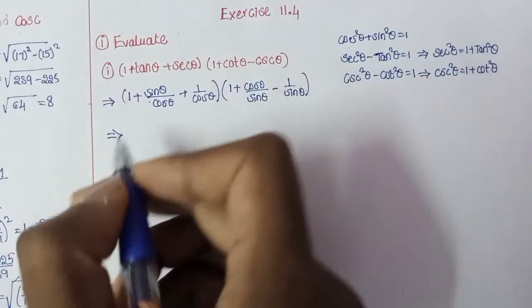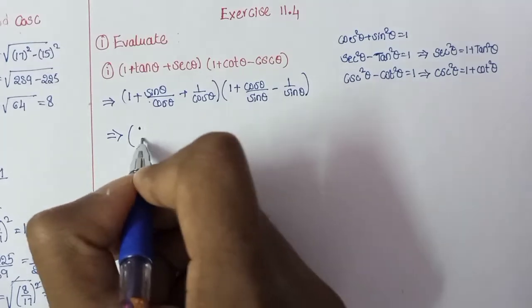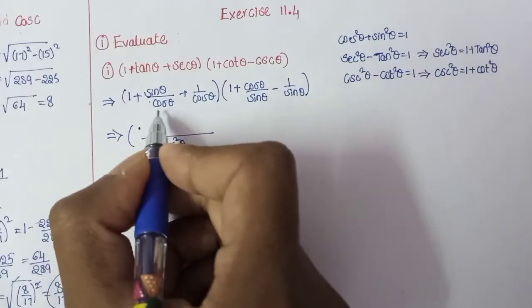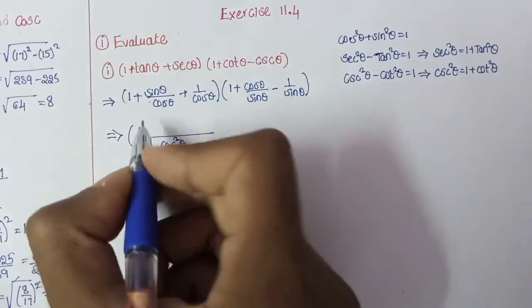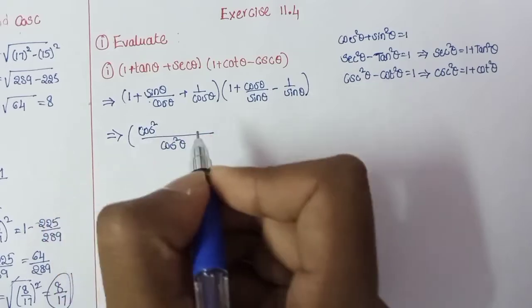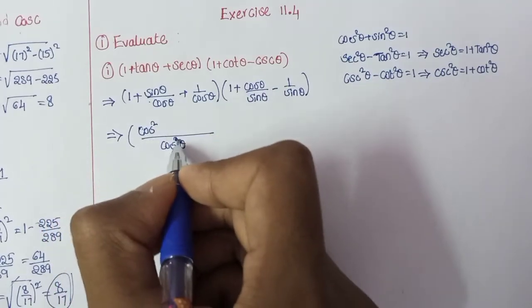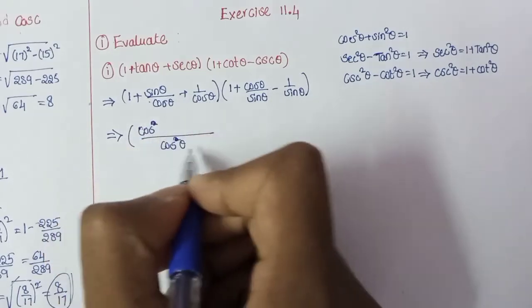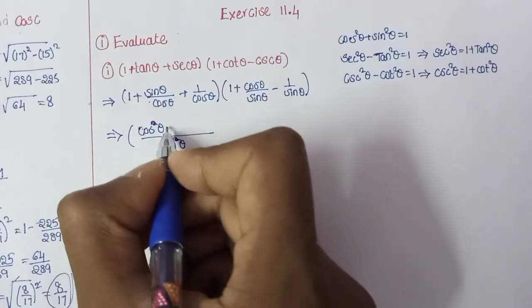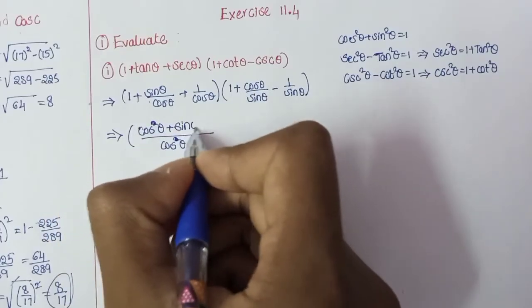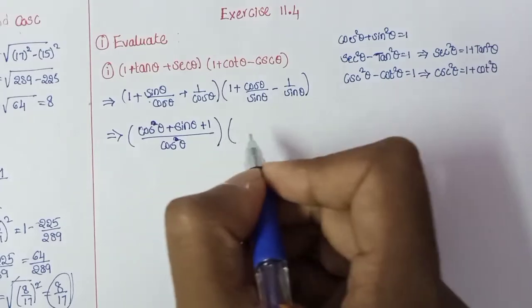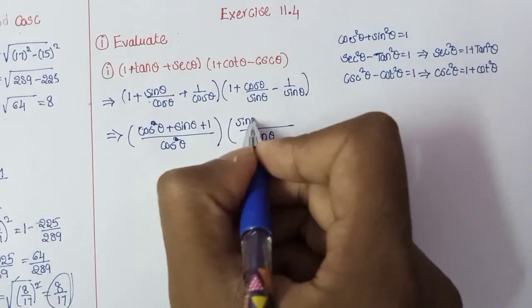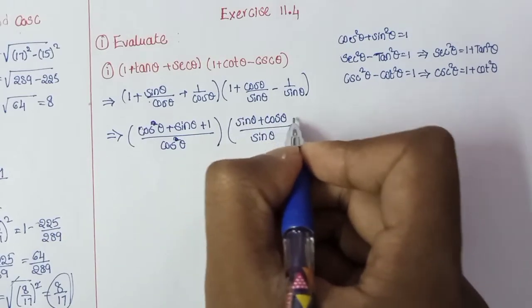If you multiply with this, what you will get? 1. In the denominator is cos theta, so the numerator is just cos theta, not cos square, because here cos theta, here cos theta. This is a plus symbol, so cos theta plus sin theta plus 1, into here sin theta, sin theta plus cos theta minus 1.